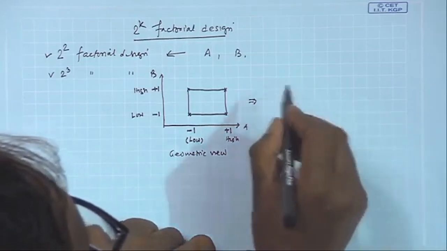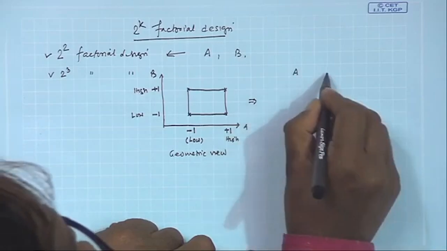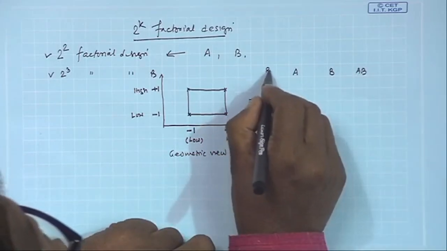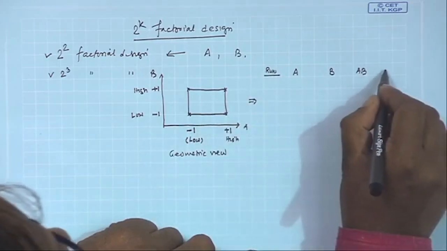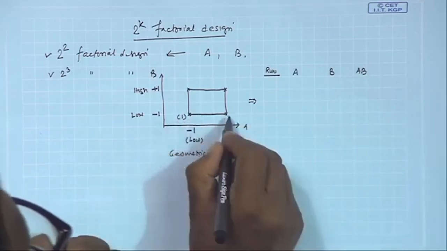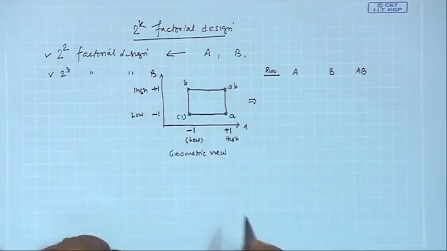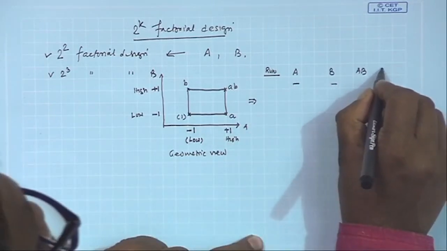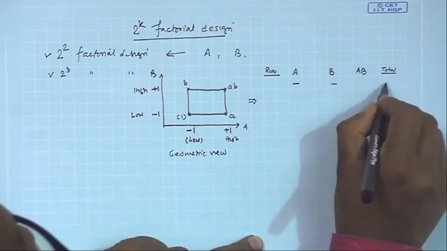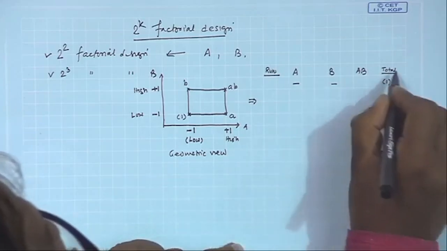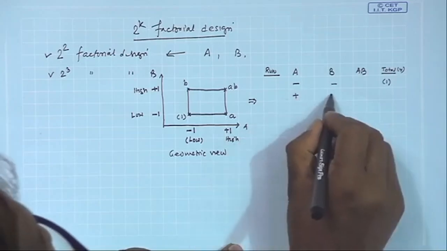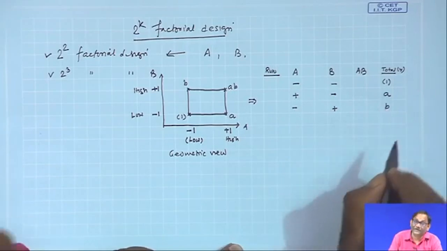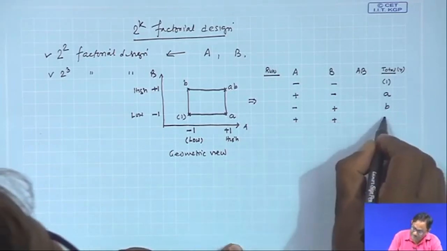From there we have seen the design matrix where we have written A and B and AB, and our experimental runs, and then we have given some notation: this point is 1, this point is A, this point is B and this point is AB. So, when A is minus, B is minus, this notation says total of Y is given as 1. And when A is plus 1, B is minus 1, this is given as A. And when A is minus 1, B is plus 1, this is termed B, and when both are plus 1, this is termed AB.